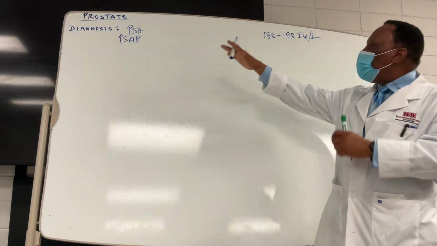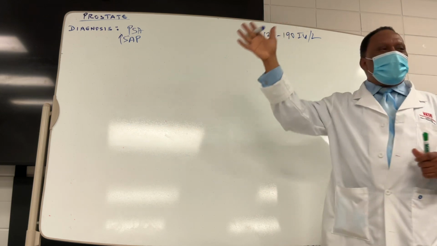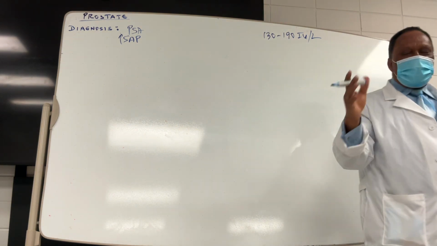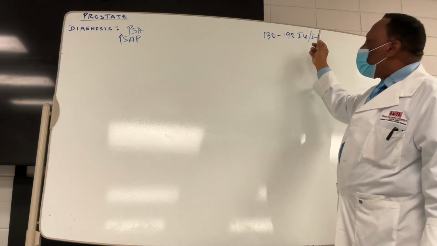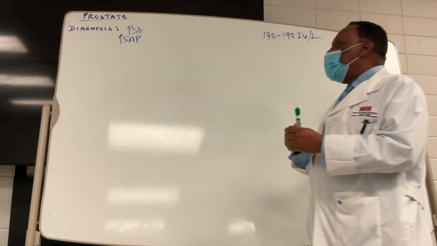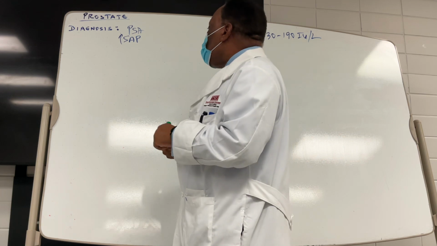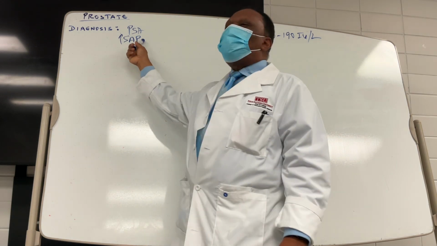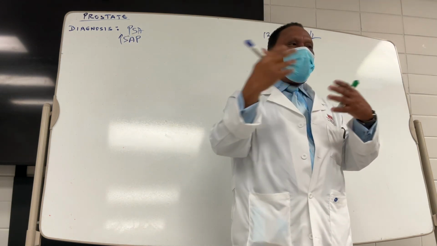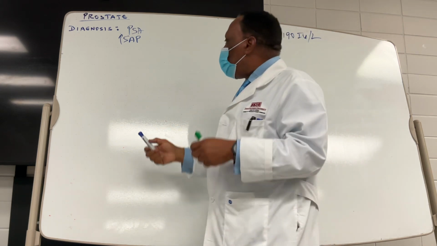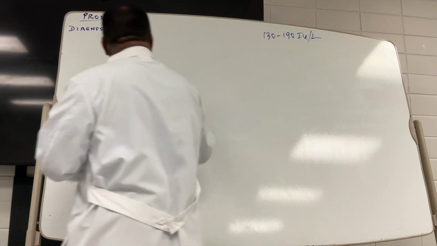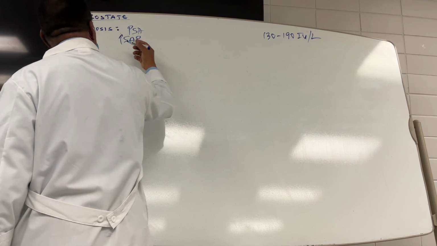Normally, it should be somewhere between 30 and 130 on a normal basis. But if it's getting up to 130 to 190, you probably have prostate cancer. This would suggest that it has actually gone into the bones, because that's what you're looking for in your SAP.